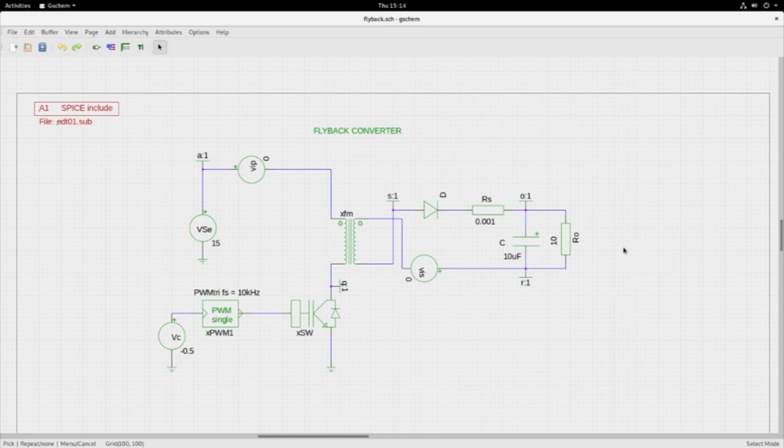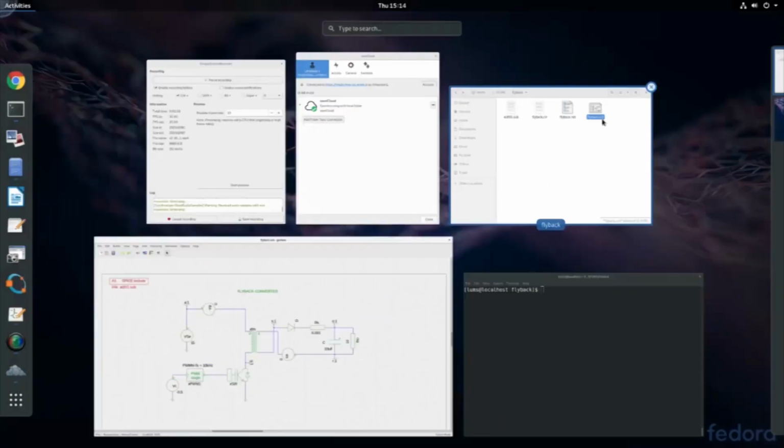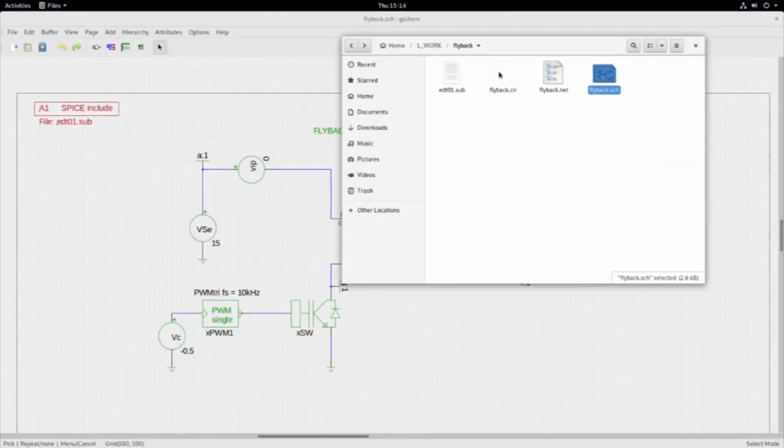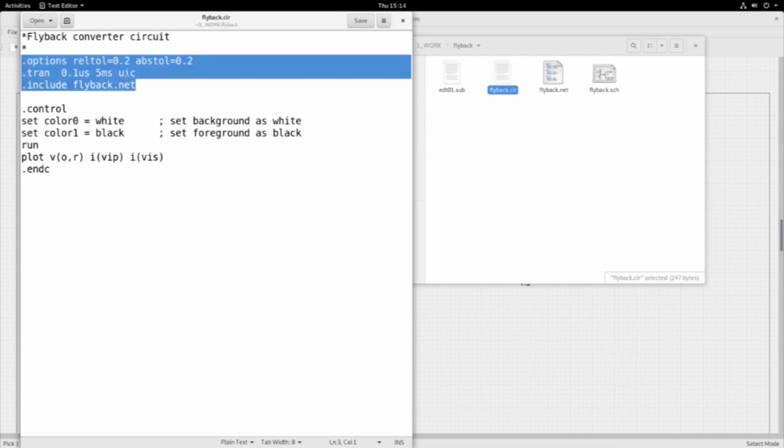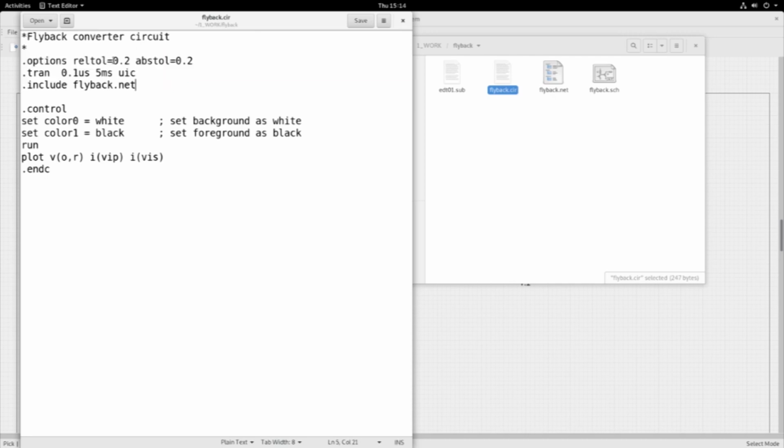Now before we look at the simulation, let us just see that flyback.cir is proper. In flyback.cir, you have the transient analysis set of statements here. Dot options just sets the relative tolerance for the voltages and the currents. Dot trans statement, up to 5 milliseconds I am simulating, and it uses the flyback.net netlist as generated from the flyback.sch schematic, the schematic that we just now saw.